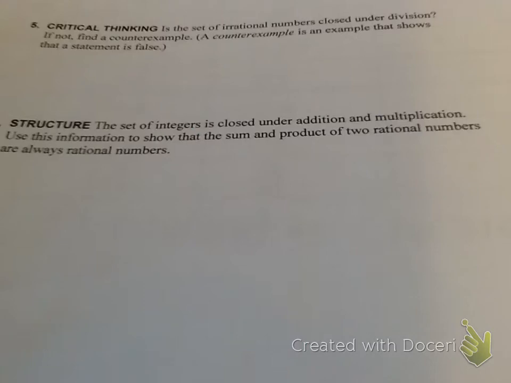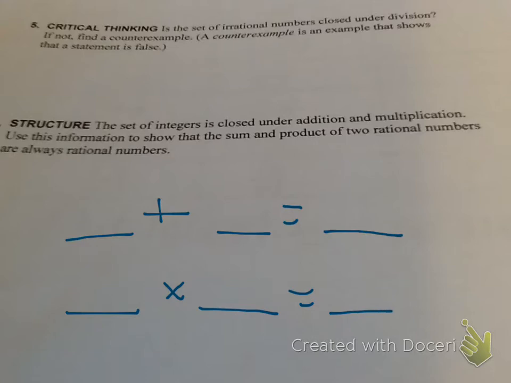I did that one. The set of integers is closed under addition and multiplication. Use this information to show that the sum and product of two rational numbers are always rational numbers. So you need to show an addition problem and a multiplication problem using integers. So a set of integers is closed under addition and multiplication. So you're going to show that the sum and product of two rational numbers are always rational numbers. And I would use integers to do so.